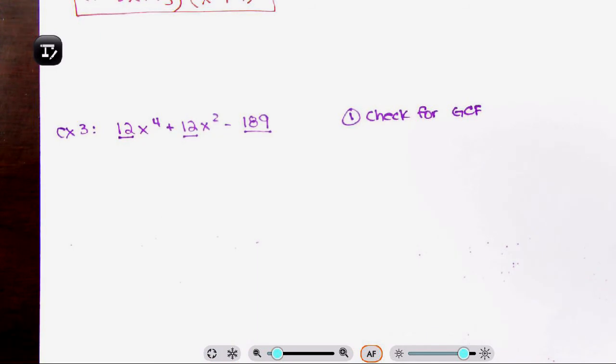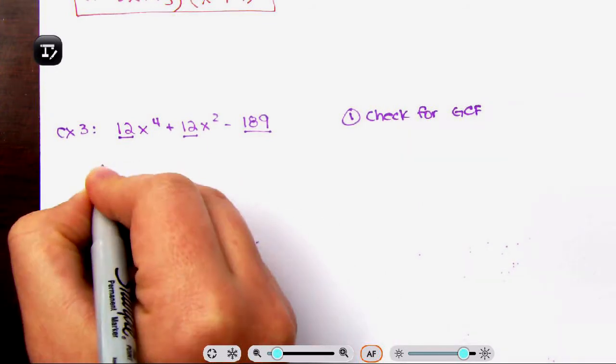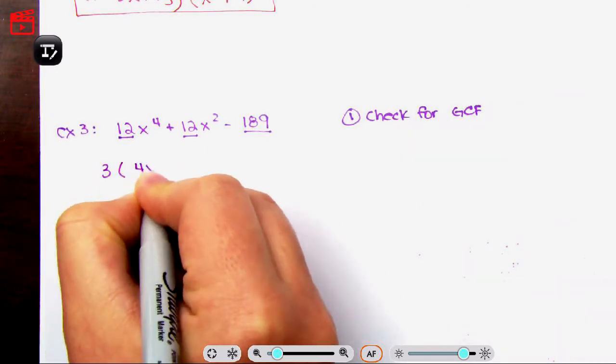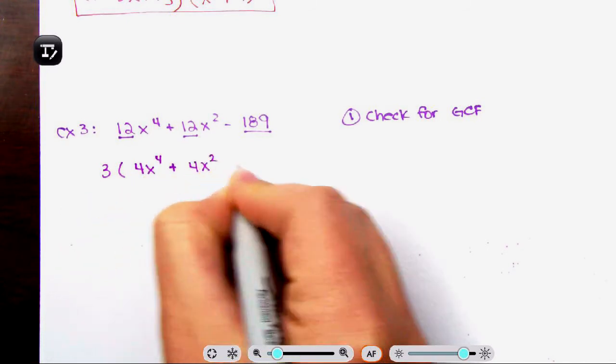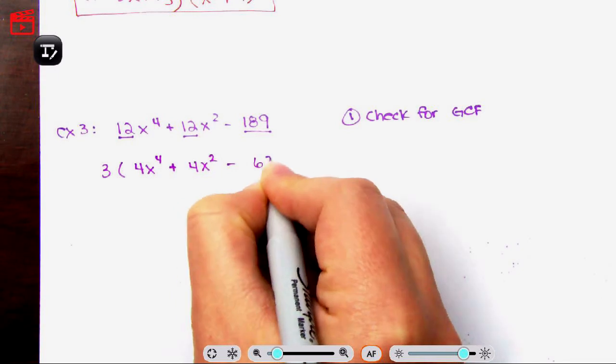189 divided by 12. Ooh, then it's not divisible. So let's see if something else. What else? 3 times 6, maybe 189 divided by 6. Nope. What about 189 divided by 3? Ooh, 3 can be pulled out. So if I pull out 3, I have 4x to the fourth power plus 4x squared minus 63.